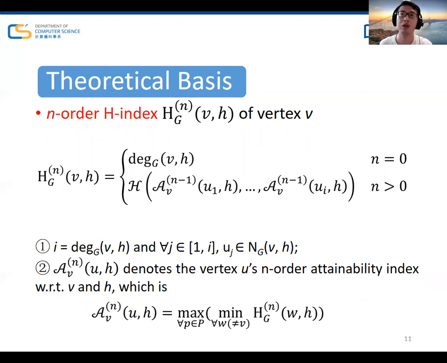Based on the attainability index, we define the n-order h-index for a vertex. The n-order h-index of vertex V is defined in two cases. When n equals 0, the vertex's n-order h-index is its h-degree. When n is greater than 0, the vertex's n-order h-index is defined as the h-index of its h-neighbors' (n-1)-order pairwise h-attainability index.